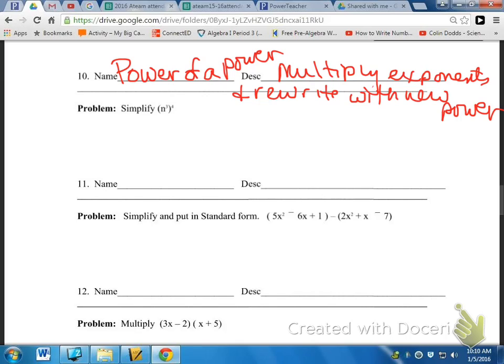Multiply exponents and rewrite with new power. Now, if there would be something in there besides just n cubed, everything in there would have to go to the 4th power, but most of these are just going to be pretty simple. N to the 3rd to the 4th would be n to the 12th, and you're done.